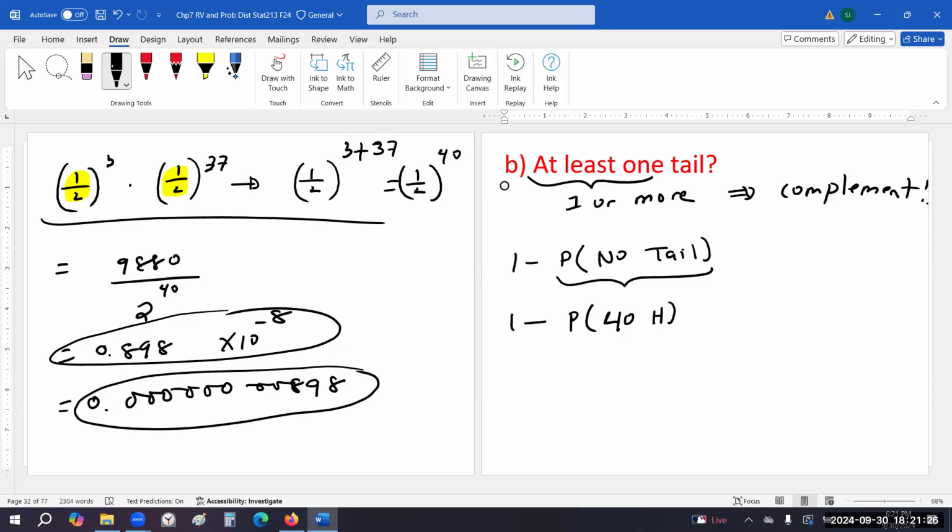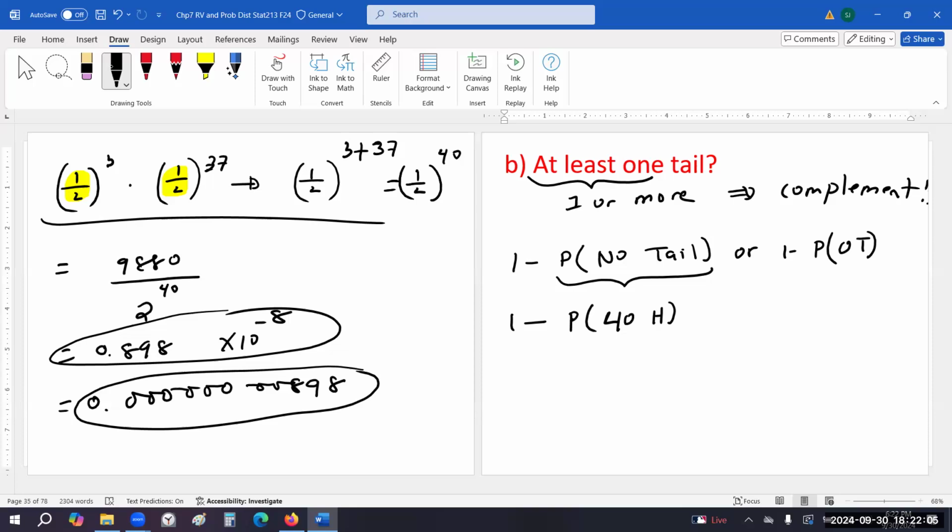So you have two ways of finding it. Either find the probability of no tail, or if you don't understand how to find no tail, you can simply write 40 heads. No tail means actually 0 tail. So you can find 1 minus the probability of 0 tail. Since head and tail both have the same success rate, either one will give the same answer. But if they do not have the same success rate, then we cannot use the same thing.